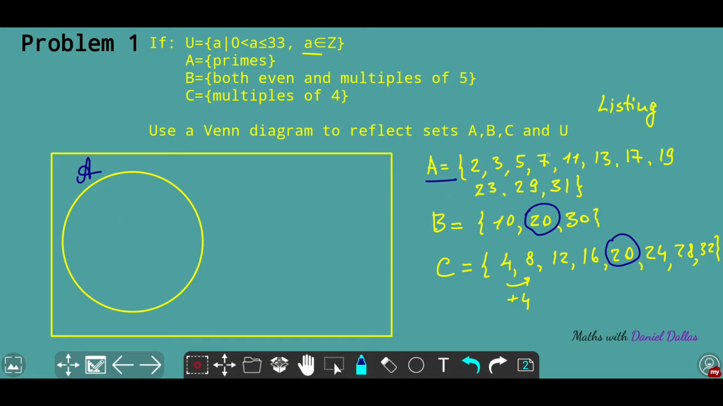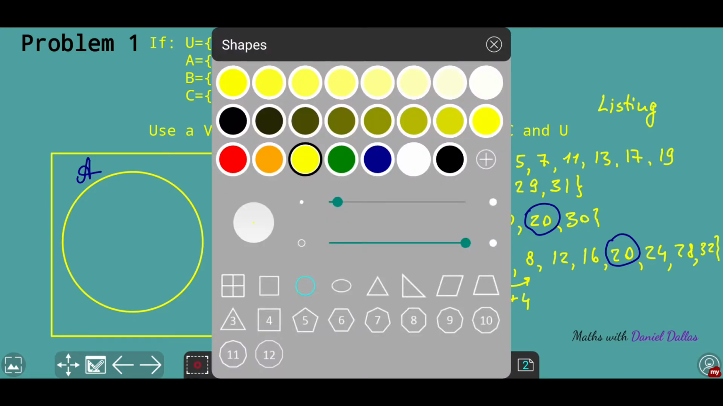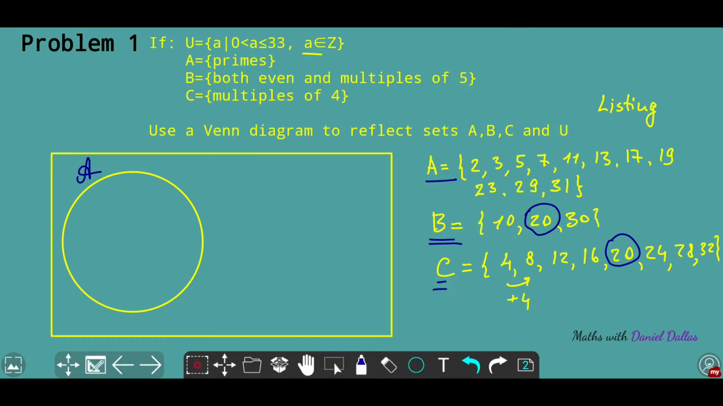You just need to copy and put it in the circle. I only show numbers for sets B and C. Alright, so what about B and C? I just switch the color. So that's going to be a set, say B, make it a little bit smaller, and let it be set C.